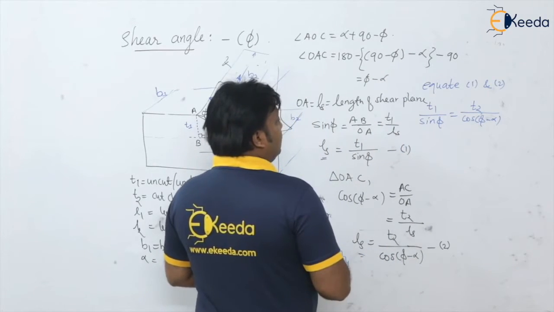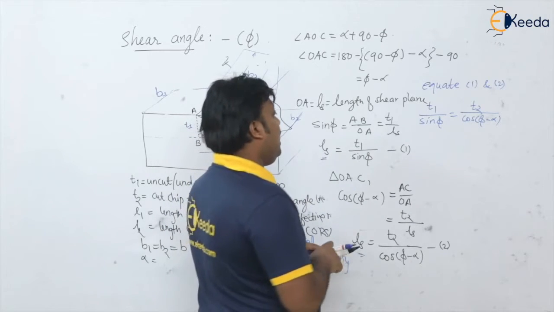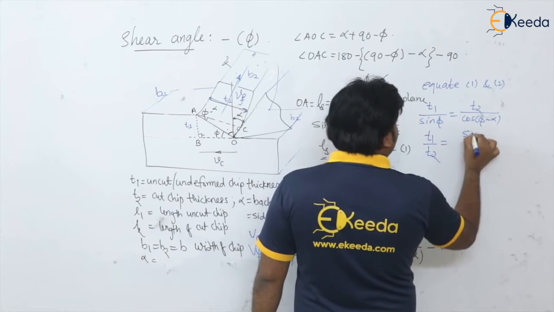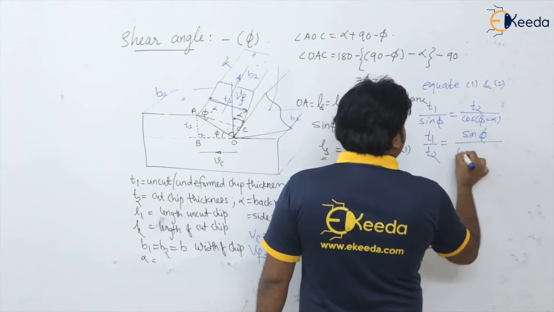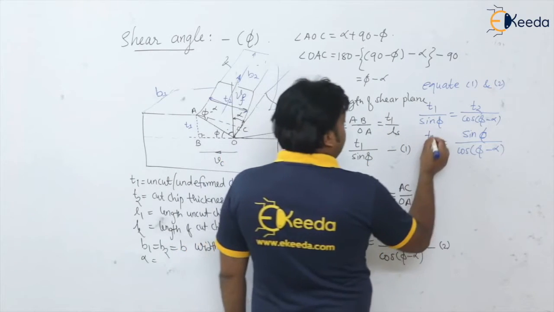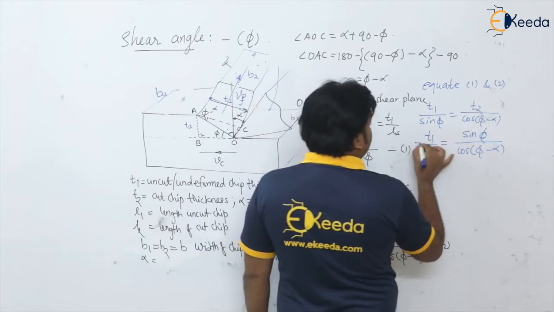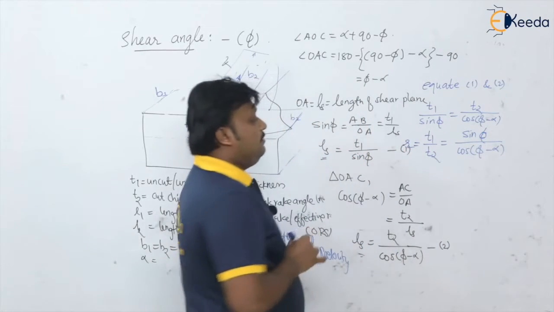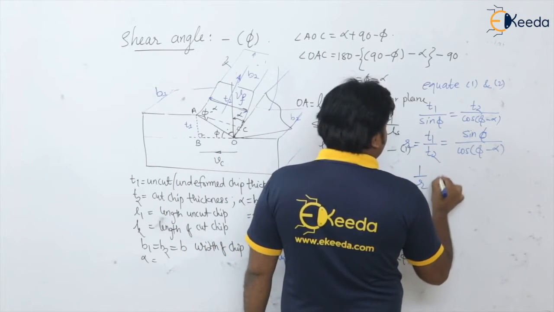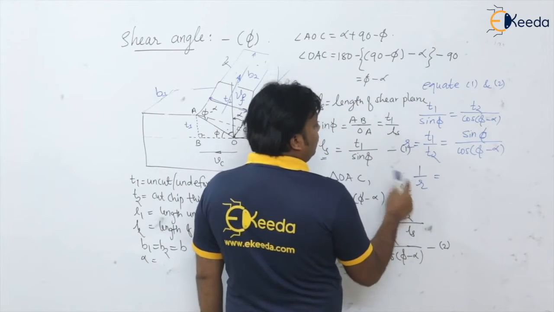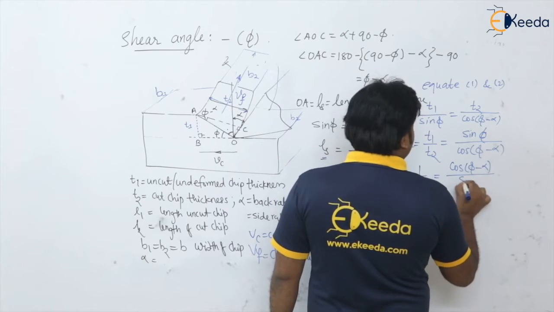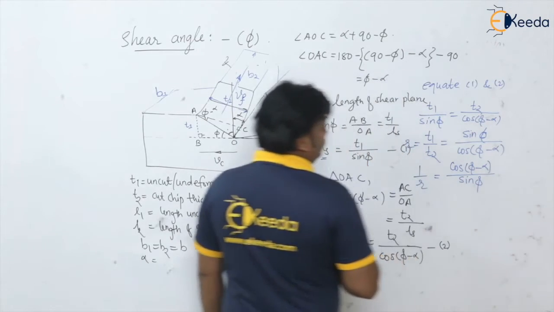So now we are going to get one more relation for the chip thickness ratio R, which is equal to T1 divided by T2, equal to sine of angle phi divided by cos of angle phi minus alpha. And you know that T1 by T2 is R. That is R is equal to sine phi divided by cos of phi minus alpha. Or I will write 1 upon R, that is T2 divided by T1: 1 upon R is equal to cos of phi minus alpha divided by sine of phi.